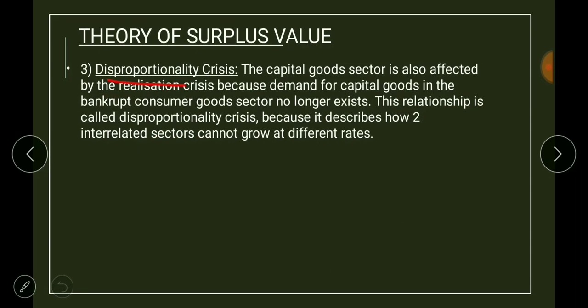Finally, there is the disproportionality crisis. The capital goods sector is also affected by the realization crisis because demand for capital goods in the bankrupt consumer goods sector no longer exists. This relationship is called the disproportionality crisis because it describes how two interrelated sectors cannot grow at different rates.